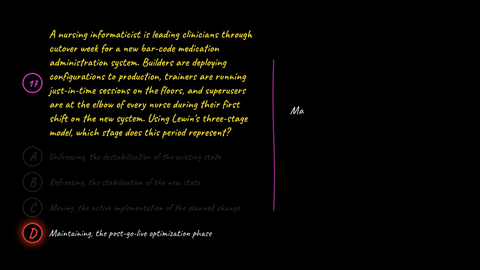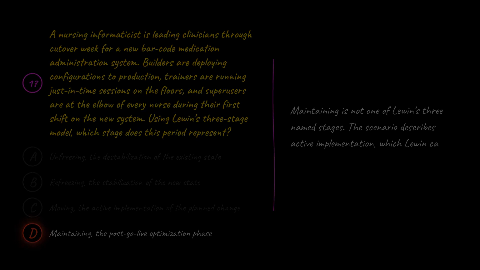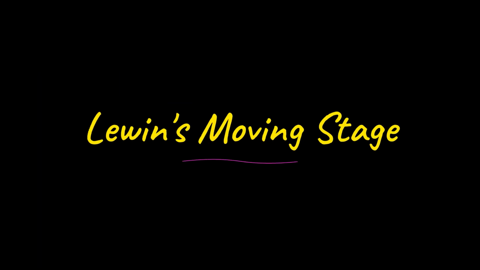D is wrong because maintaining is not one of Lewin's 3 named stages. The scenario describes active implementation, which Lewin called moving. In Lewin's 3-stage change theory, the moving stage is the active middle phase, where planned changes actually happen. It sits between unfreezing, which prepares the organization, and refreezing, which stabilizes the new state.